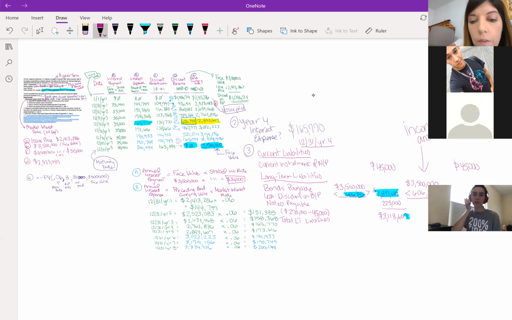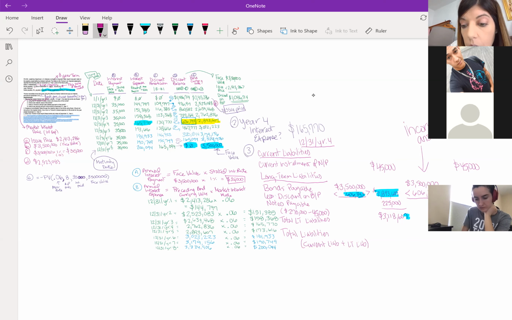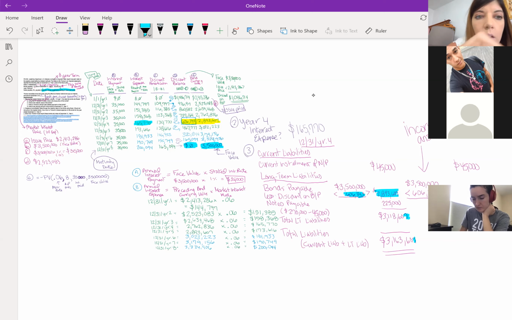And they're also going to look for total liabilities, which is current liabilities plus long-term liabilities. So this is also going to be slightly off. 3,163,607 is the correct answer. But they're showing that the correct answer is 3,163,606.